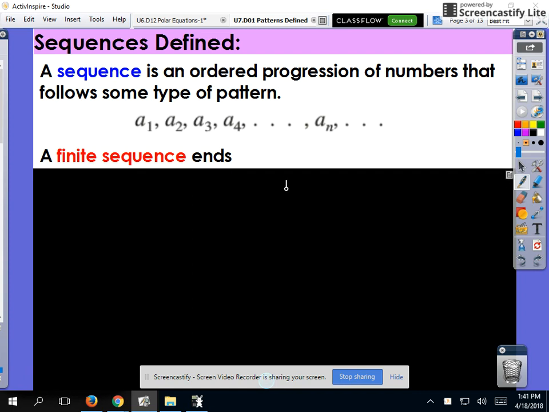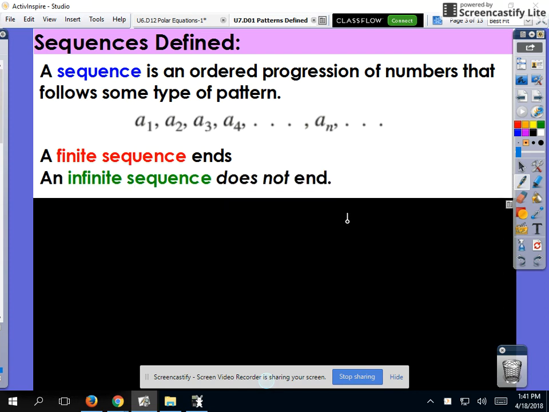A finite sequence ends. That's what finite means. An infinite sequence does not end. So that means you might see the ellipses like you see above. That is an infinite sequence.